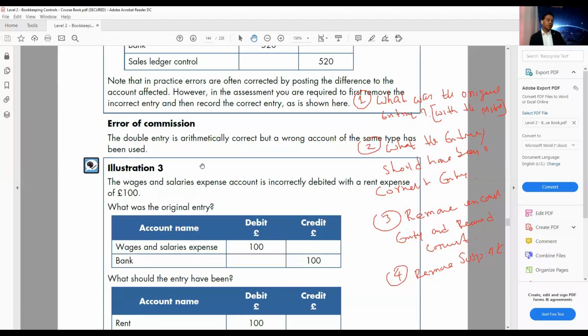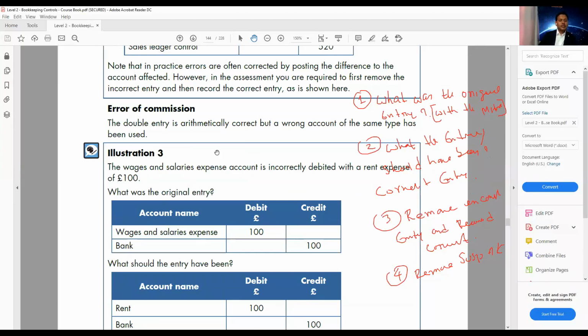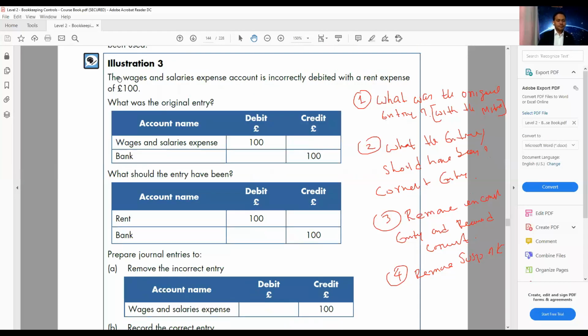All right. Let's move on to the next one. Error of commission. The double entry is arithmetically correct, so the number and the amount are correct, but a wrong account of the same type has been used. Let's have a look. The wages and salaries expense account is incorrectly debited instead of the rent expense account. So something was rent, £100, but mistakenly you said this is wages and salaries. Because of that, your wages will be higher for that period, and rent will be lower for that period by the same amount.